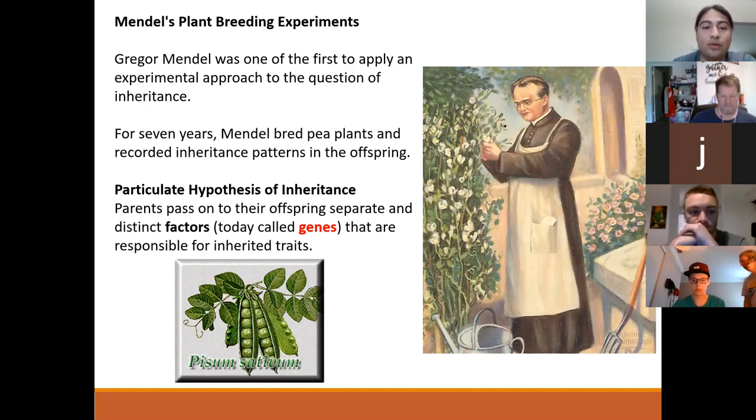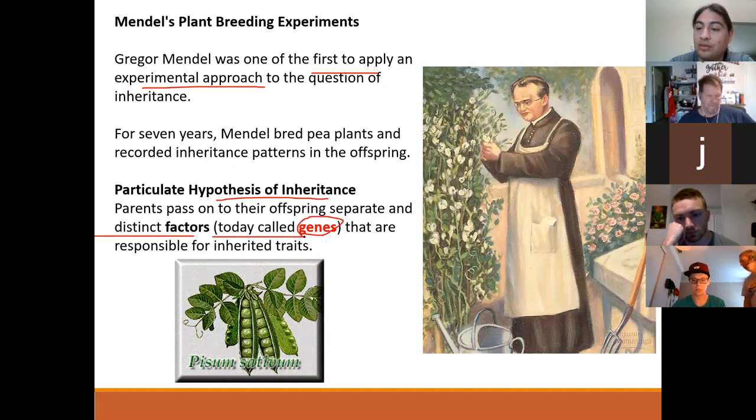And as I was mentioning before, he was the first one to apply an experimental approach to the questions of inheritance. So he was working based on the scientific method. He had a hypothesis in which he said that parents pass on to their offspring separate and distinct factors that we now call genes. Now we know these factors are genes, and these genes are responsible for inherited traits. So technically what he was saying is that we pass these genes from generation to generation, and these genes are the ones that are expressed. That's why our children have these specific phenotypes, these specific traits. So that was his hypothesis.